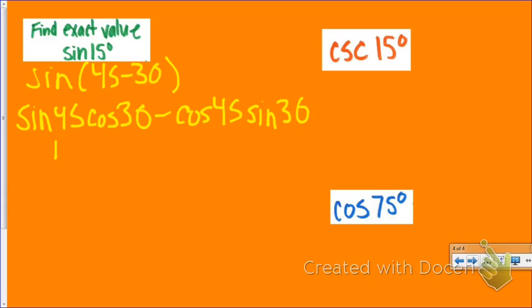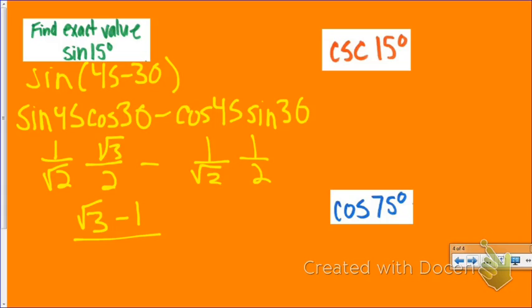And then at this point, I just need to find those exact values, which I've done before. The sine of 45 is 1/√2. The cosine of 30 is √3/2. Cosine of 45 is 1/√2. And the sine of 30 is 1/2. Alright, so at this point I'm just going to do that same math. So this becomes (√3 minus 1) over 2√2.